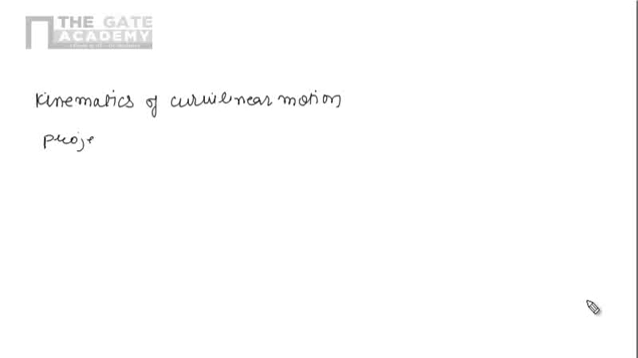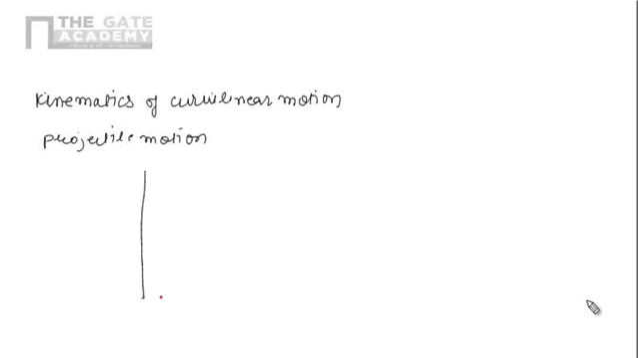Now we will discuss some of the fundamentals based on kinematics of curvilinear motion. As we earlier discussed, in kinematics of curvilinear motion, we are interested in projectile motion. In projectile motion, the motion of a body is not in the x direction, not in the y direction. It's a combination of motion in x and y direction.